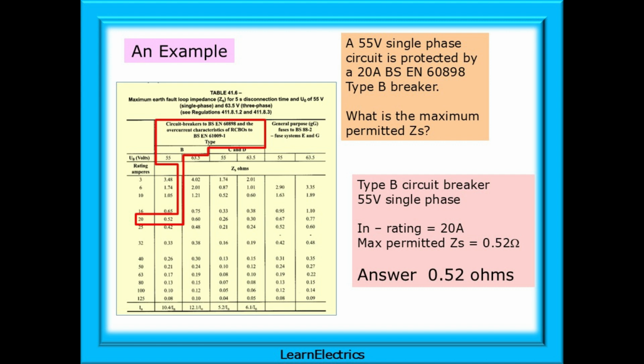As an example, we have a 55 volt single phase circuit that is protected by a 20 amp BS7671 Type B breaker. What is the maximum permitted ZS? Just follow the logical path. Type B circuit breaker, 55 volt single phase, IN, the rating is 20 amps. Read off the maximum permitted ZS, which is 0.52 ohms.